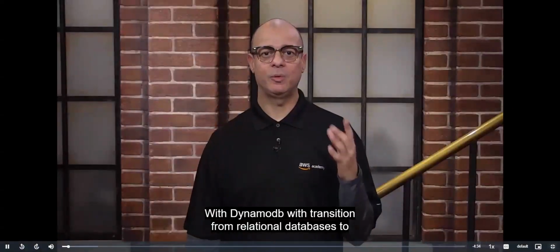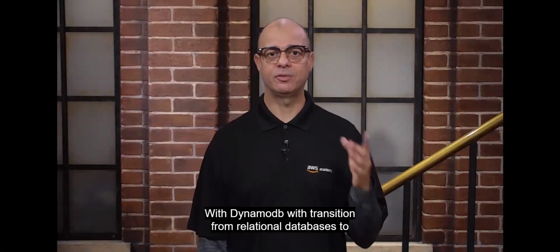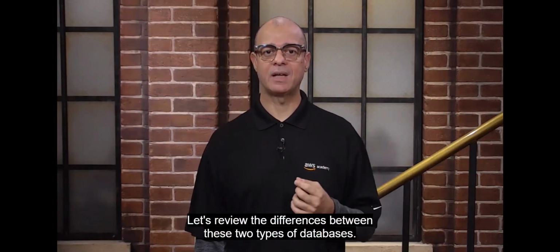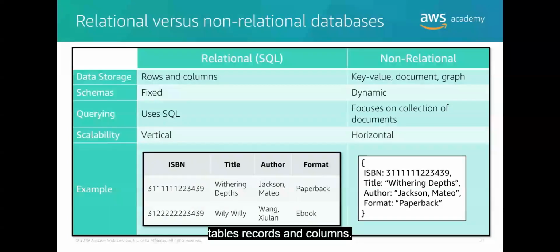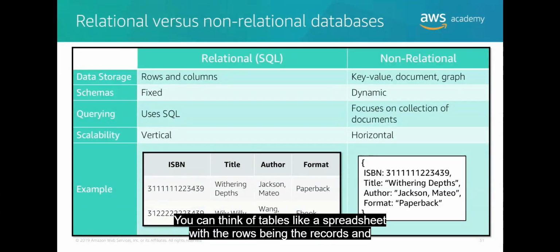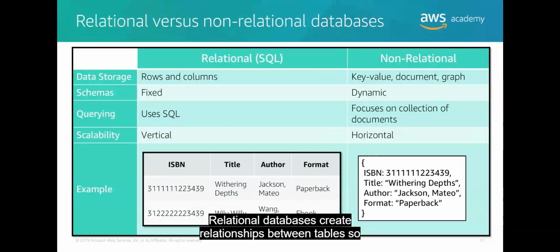With DynamoDB, we transition from relational databases to non-relational databases. Let's review the differences between these 2 types of databases. A relational database works with structured data that is organized by tables, records, and columns. You can think of tables like a spreadsheet, with the rows being the records and the columns being the fields. Relational databases create relationships between tables so you can pull data from multiple tables with queries. Relational databases use structured query language, which is a programming language for interacting with a database.